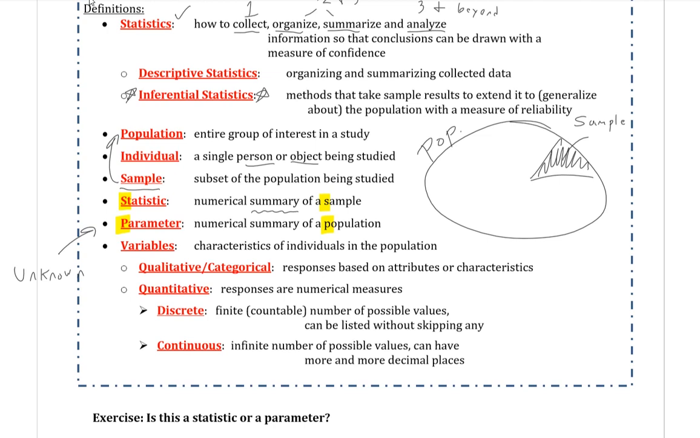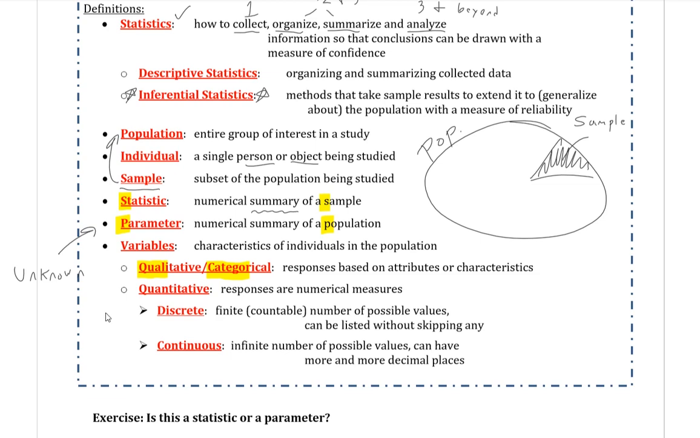Now, variables have some subsections to them. Variables can either be qualitative, sometimes known as categorical, or they could be quantitative. The trick to understanding what these words mean is looking at the first part of each word. Qualitative starts with "qual" or quality, which means it's talking about a quality of a value. Or if you call it categorical, it's talking about a category.